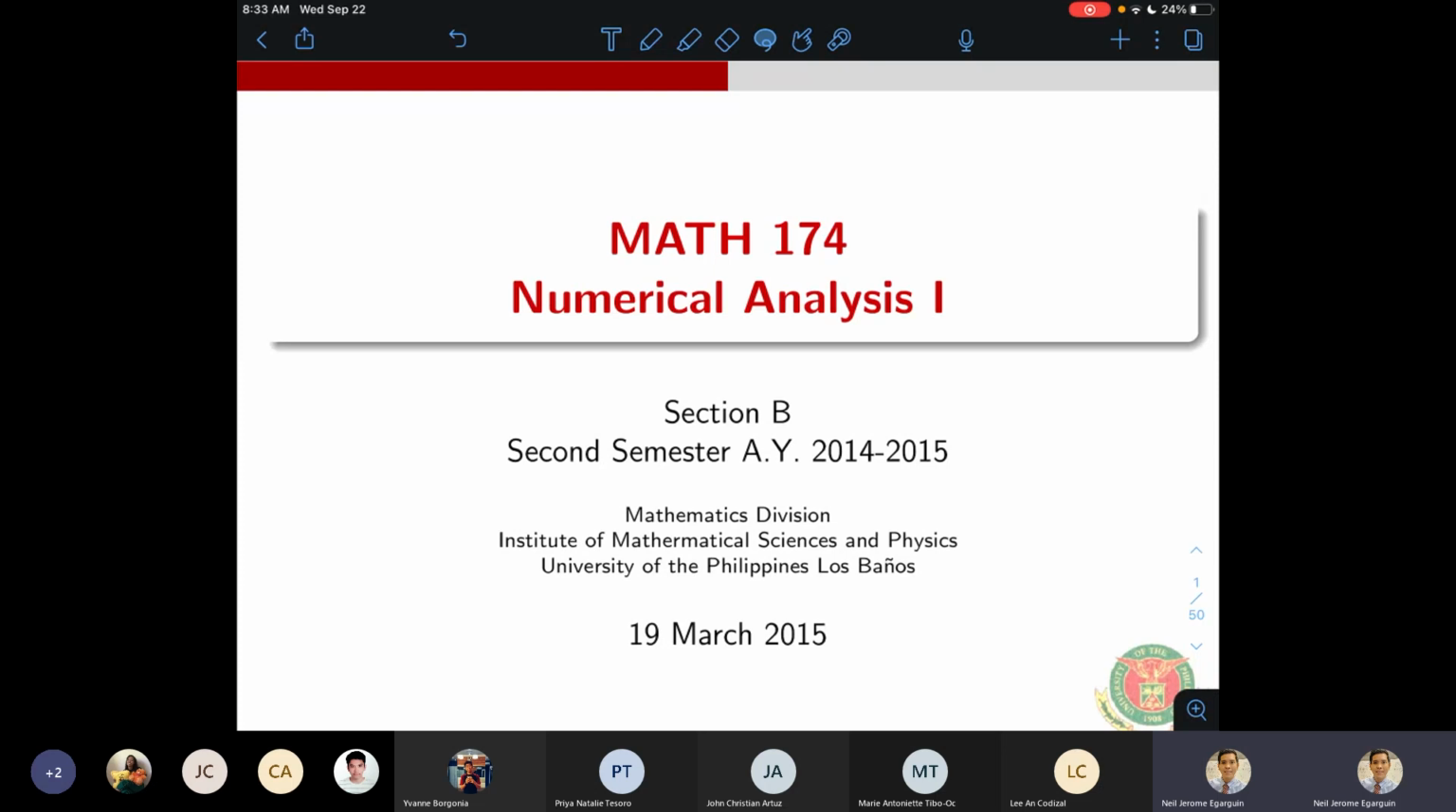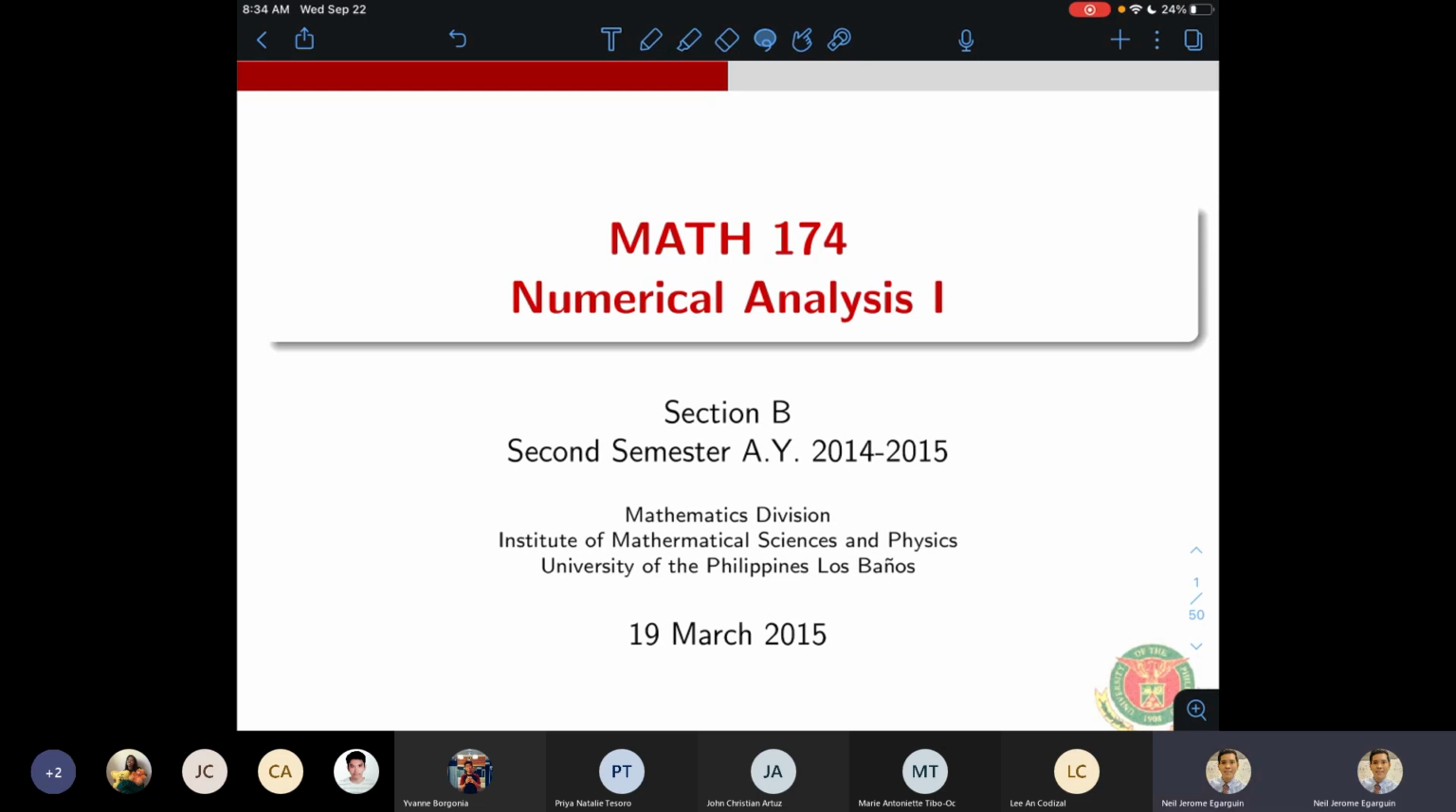And then in the labs last Monday, I asked your lab instructor to give you a review about convergence of iterative algorithms. So hopefully it went well. So for this week, we'll start the coverage of Math 174, which will start with polynomial interpolation.